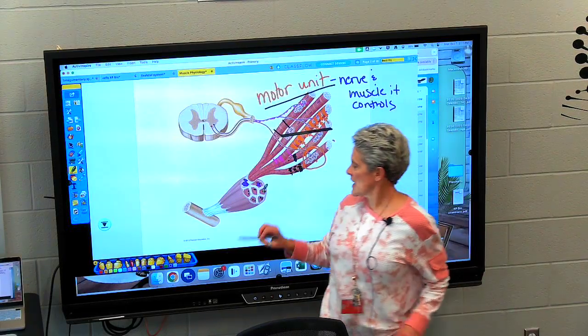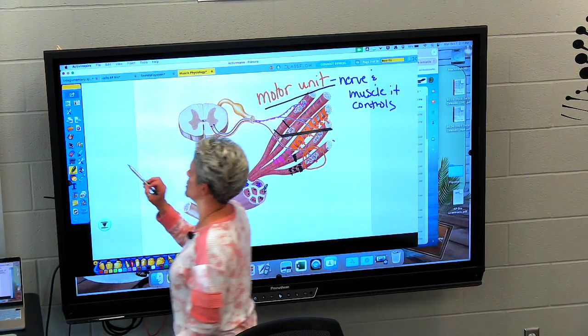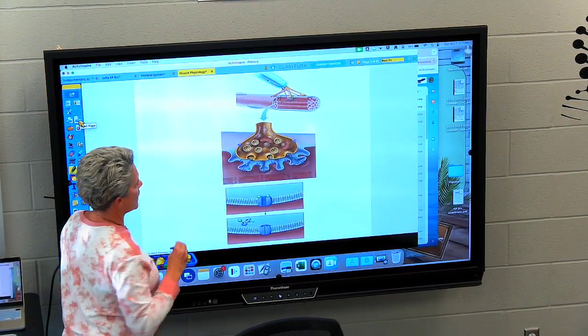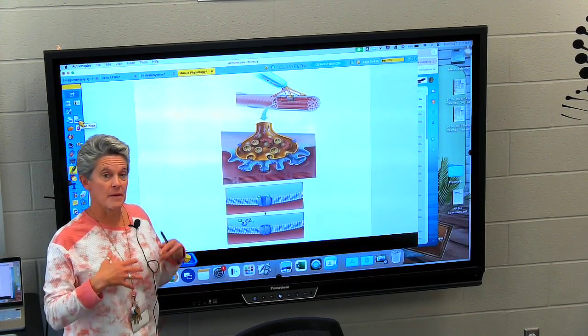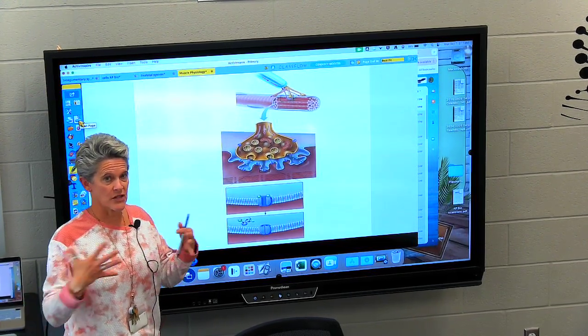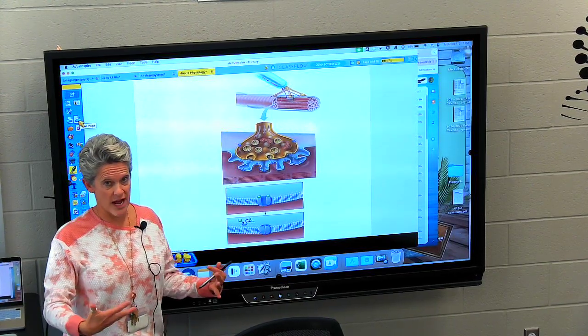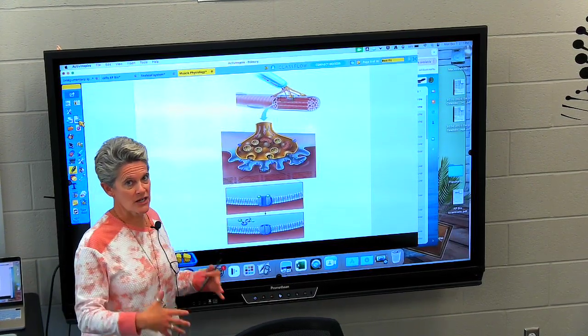All right, so let me look at the next page here. I want to talk about how a muscle contracts and the message that goes from that nerve to the muscle to signal it to contract. Okay, so I'm going to pause here and I'll come back.